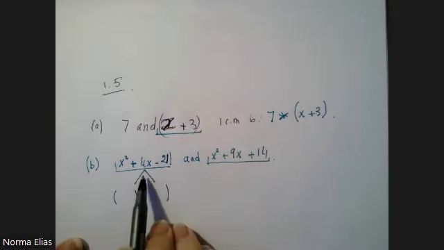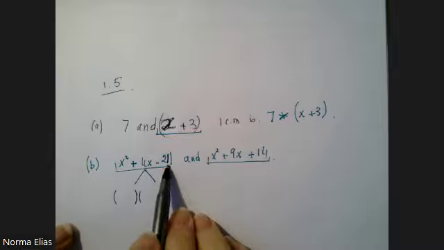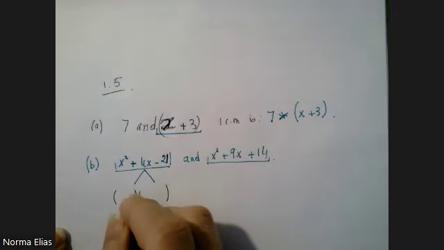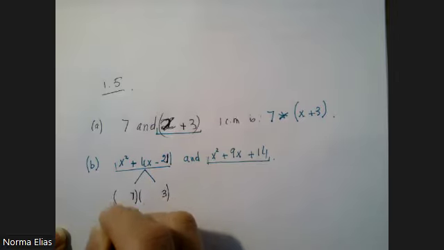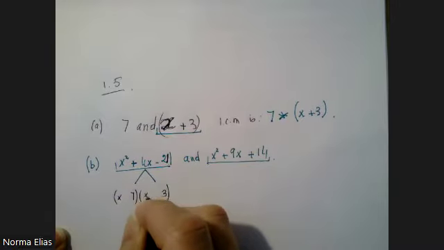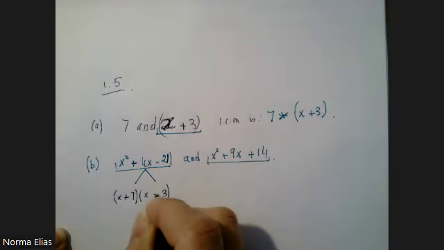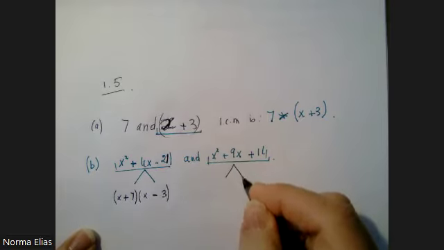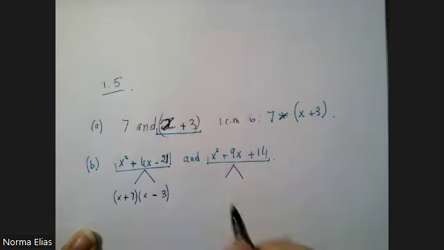Can anybody give me two numbers? When you multiply them, we get negative 21. When you add them, you get positive 4. 7 and 3, so 7 and 3 makes sense. So it's x plus 7 times x minus 3. So these are the factors. Now we will do exactly the same thing and we factor those.